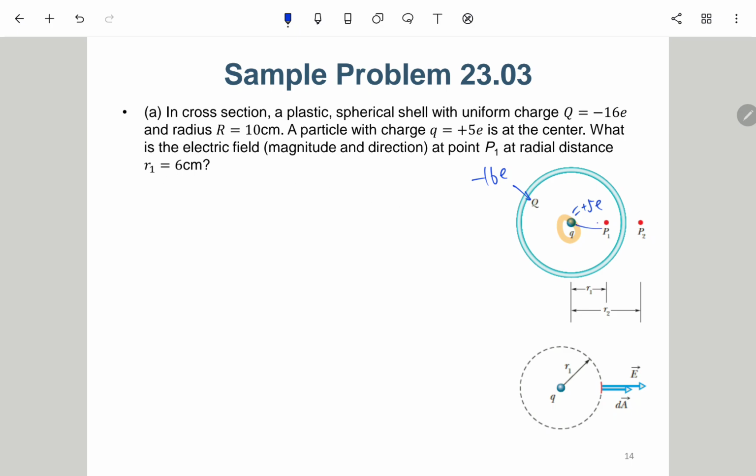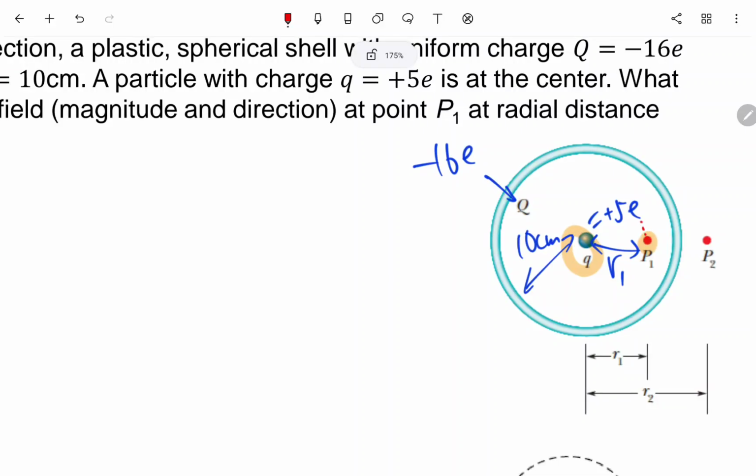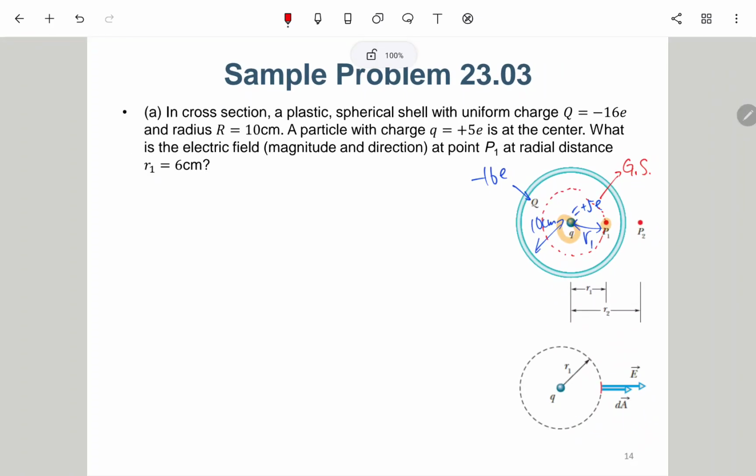Okay, so this is R1, R1 to be 6 cm. And then the radius of this sphere is 10 cm. So it asks you the E field at P1 here. Okay, so here we try to draw, assume a Gaussian surface, something like this. So this is the Gaussian surface for this part.